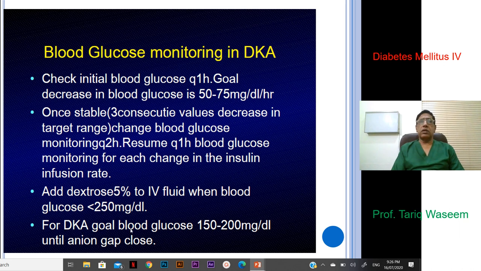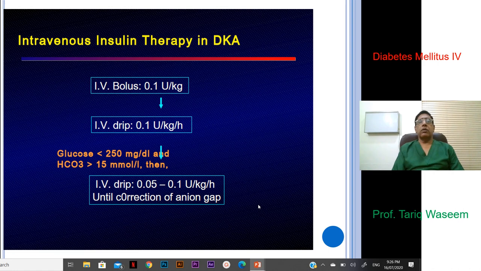For diabetic ketoacidosis, the goal blood glucose level is around 150 to 200 milligram per deciliter until the anion gap is closed. So after managing their hydration status and starting them on IV fluids in the form of 0.9% saline to begin with, at a rate of around 100 to 120 ml per hour, or you may give more rapidly, 1 to 2 liters during the first 1 hour, right? And then you can switch on to focus on your insulin therapy.